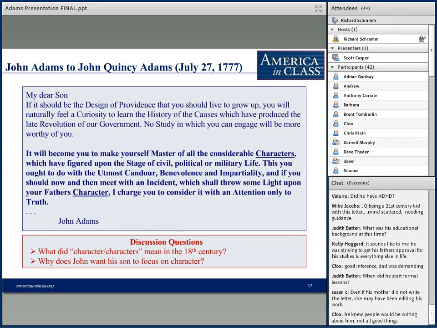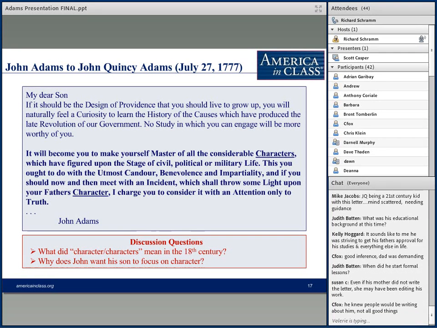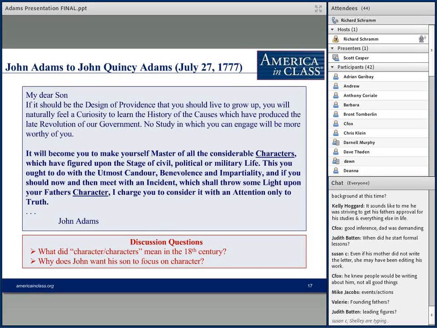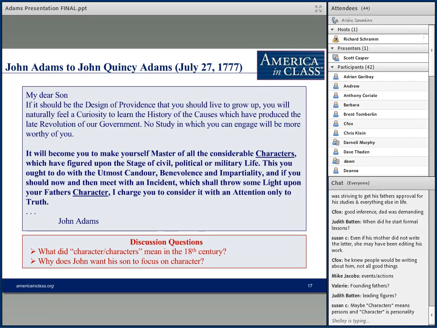Okay. Any takers on that? It will become you to make yourself master of all the considerable characters which have figured upon the stage. He knew, well, this is questioning about the latter use of the word character. Adams knew that people would be writing about him, not all good things. So I think the participant here is suggesting that in this sense, the latter, the second use of character is one's virtue, one's reputation. And then perhaps the first use here, Mike Jacobs writes events, actions. Someone else speculated the founding fathers, leading figures. Maybe character means persons and character means personality.